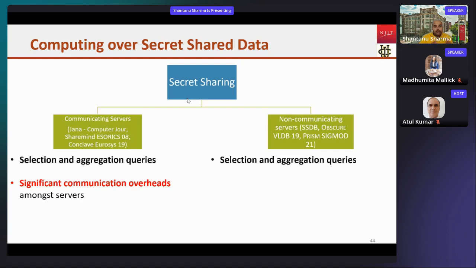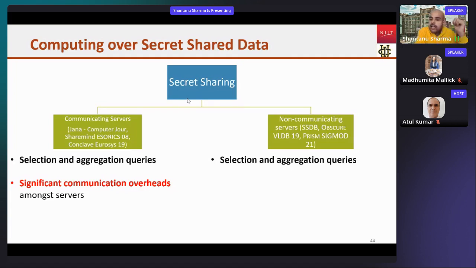So here you can see some papers I mentioned here. It is assumed that servers will communicate during the computation, but they will not collude with each other. Means server 1 will not send all the shares to server 2, or server 2 will not send all the shares that it is storing to server 1. But whenever they are executing some computation, whatever result they get after the computation, they will send to the second server, or the second server will send to the first server. So in this way they will communicate.